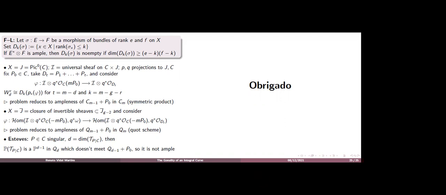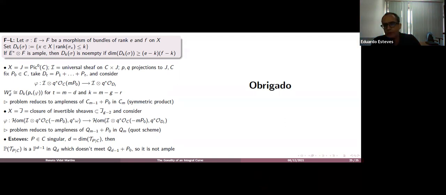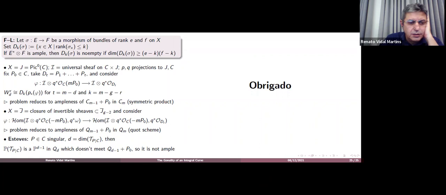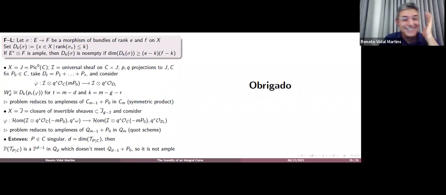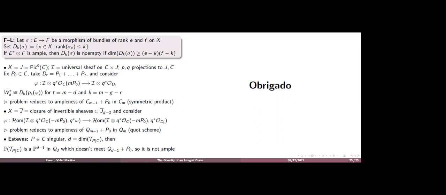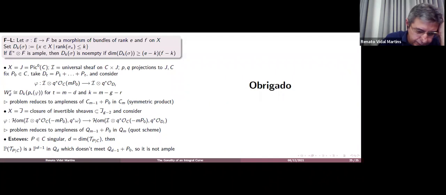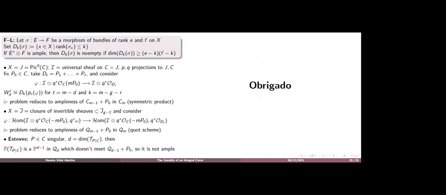Are there any questions or comments? So you mentioned that the problem reduces to ampleness, right? But it's not ample, right? So is there a new problem? Well, I think that Steve can also talk about that, but feel free, Steve. Eduardo, yes, I think we have to choose another way, seems to me.